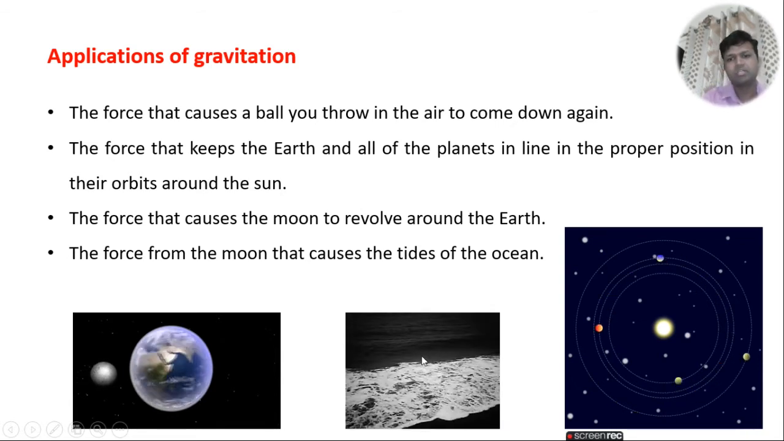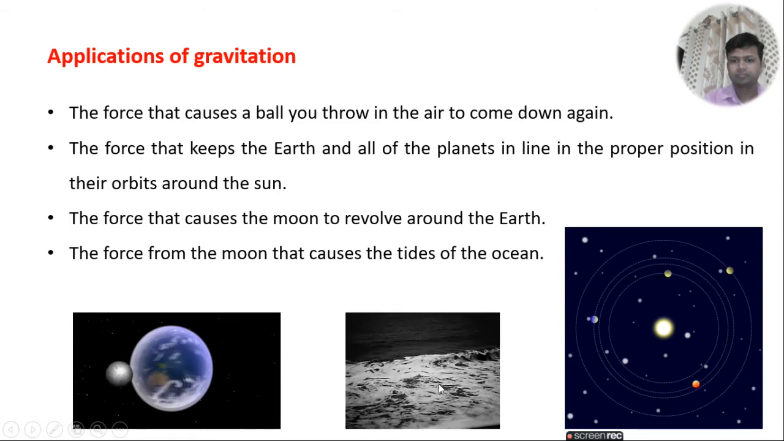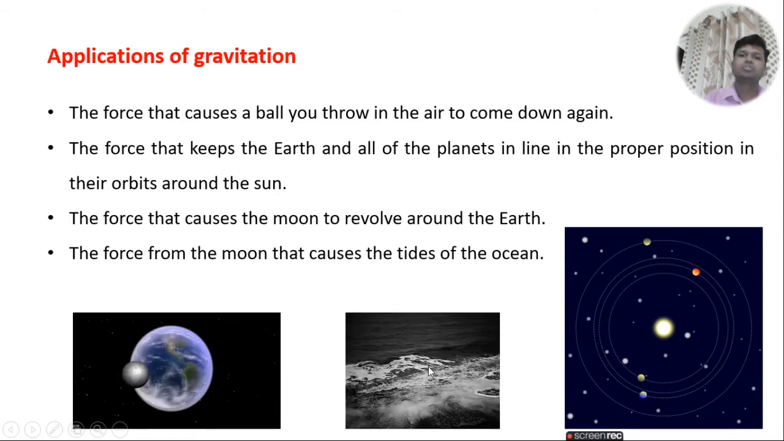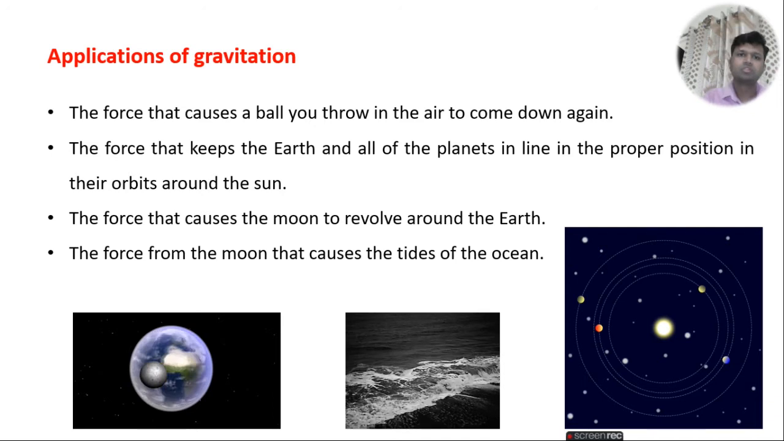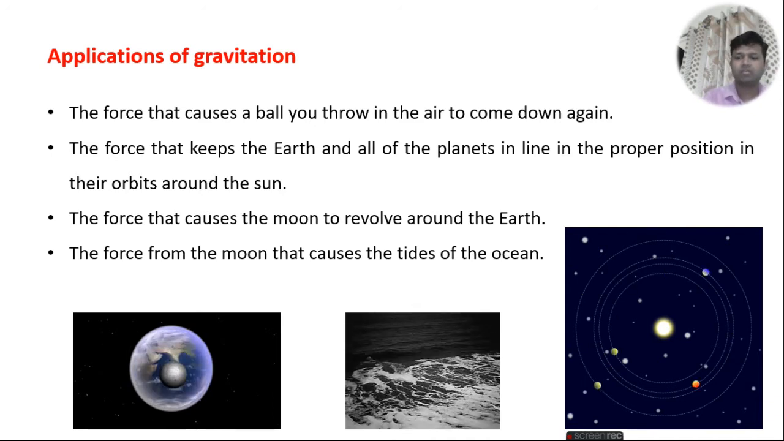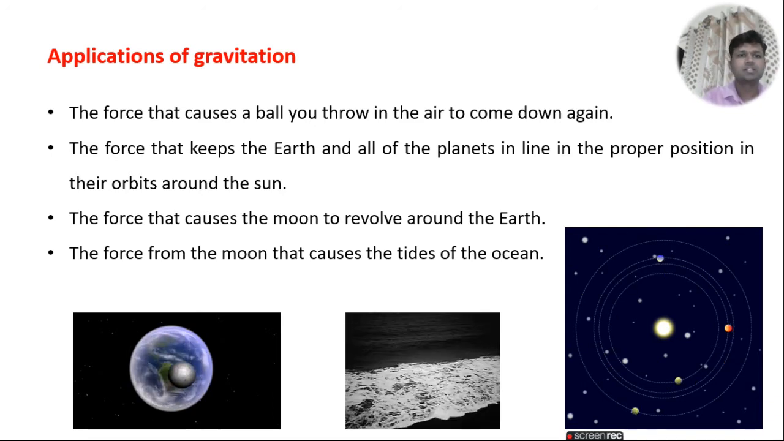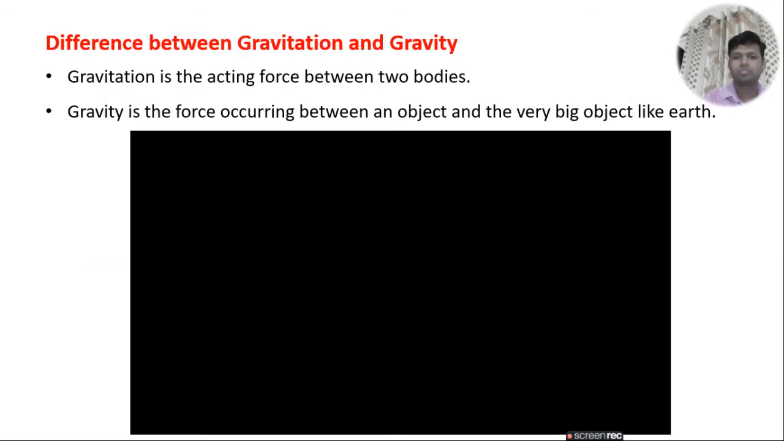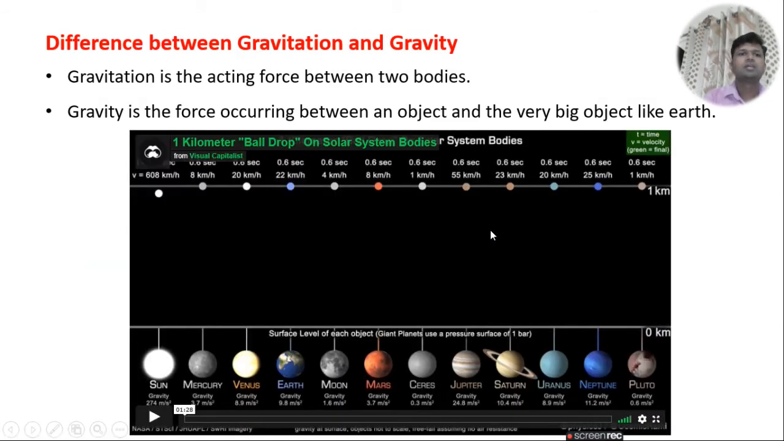Now here in this image you can see the tides in the ocean. This is also due to the gravitation force of the moon. So these are some of the applications of gravitation. Now we will discuss the differences between gravitation and gravity.